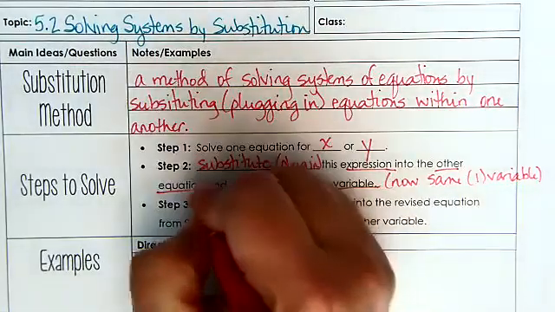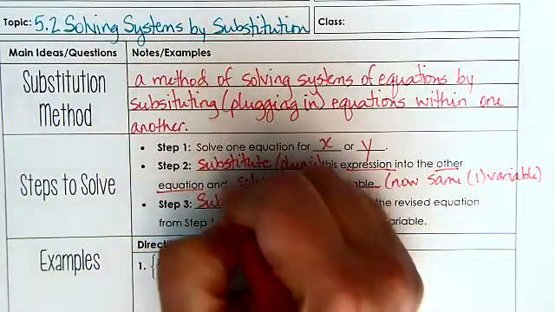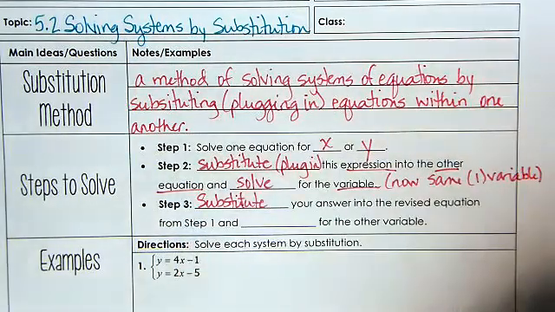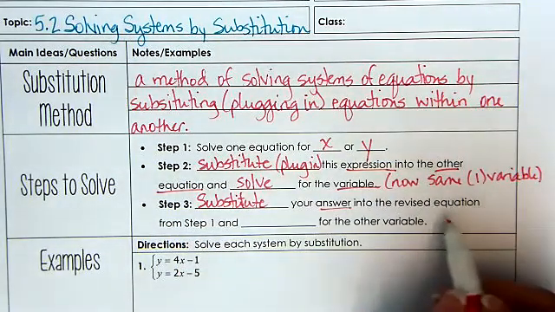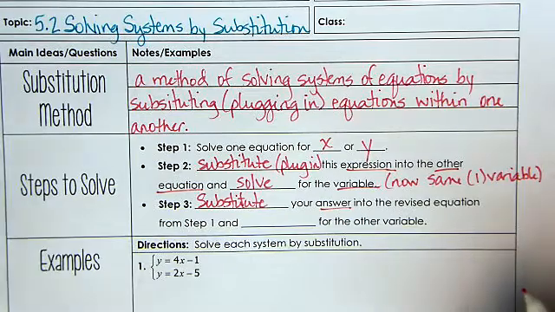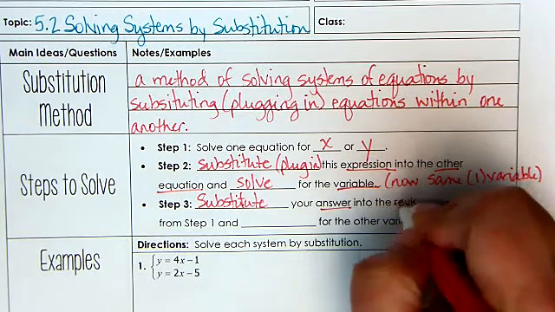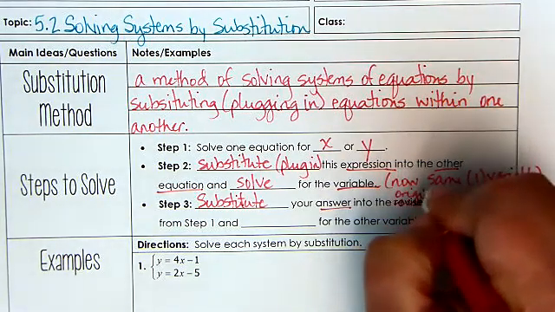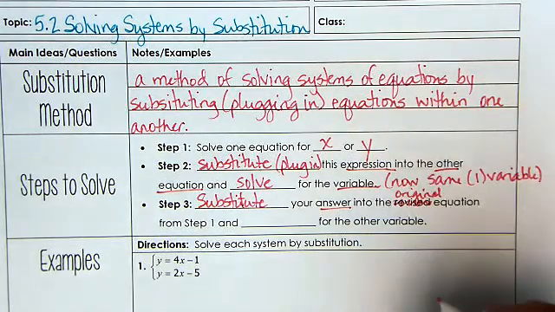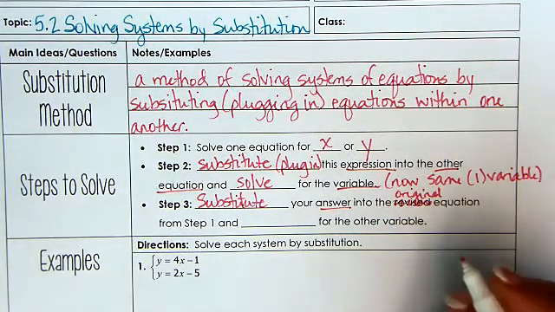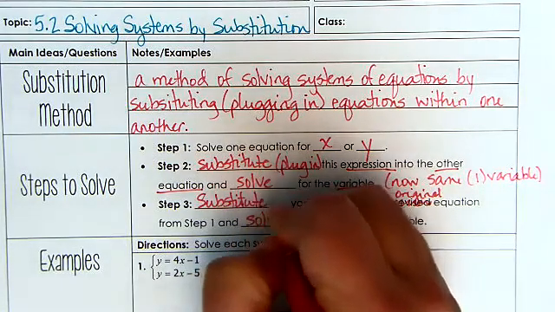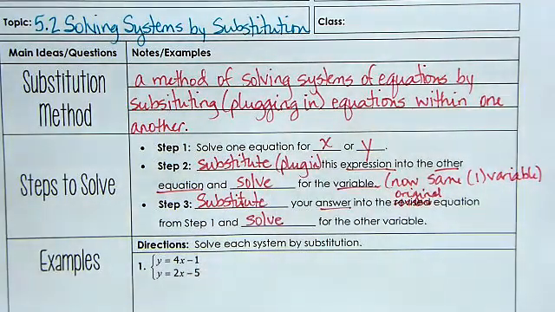Step three, we're going to substitute again, which means plug in your answer. I don't like the word revised, because if you make a mistake revising, then you won't catch your error. So we're not going to say revised. Plug your answer into the original equation from step one and solve for the other variable.